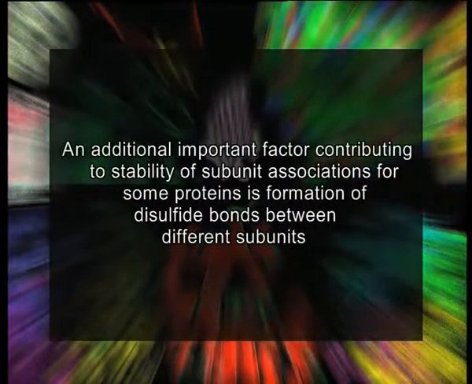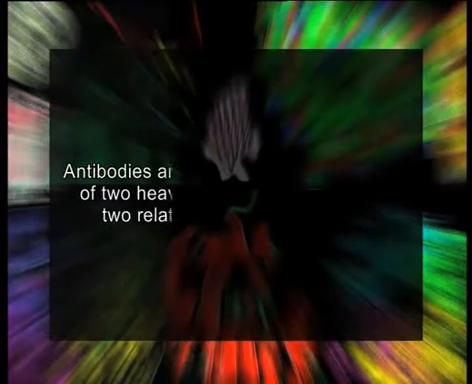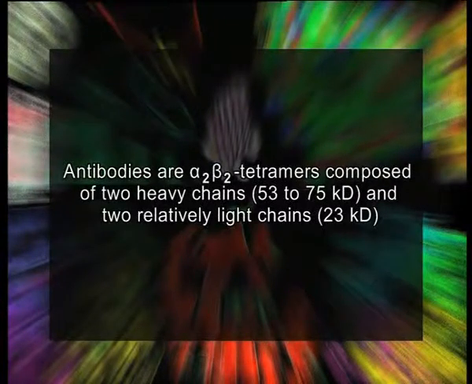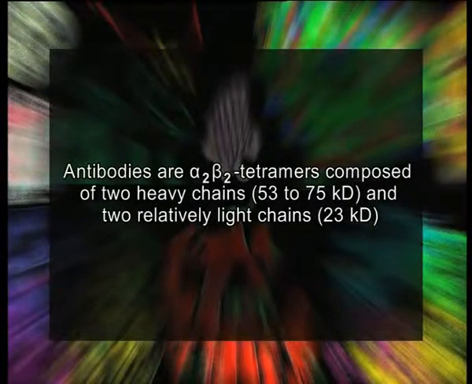An additional and important factor contributing to the stability of subunit associations for some proteins is the formation of disulfide bonds between different subunits. All antibodies are alpha2 beta2 tetramers composed of 2 heavy chains of 53 to 75 kilodaltons and 2 relatively light chains of 23 kilodaltons. In addition to intra-subunit disulfide bonds, 4 per heavy chain and 2 per light chain, 2 inter-subunit disulfide bridges hold the 2 heavy chains together, and a disulfide bridge links each of the 2 light chains to a heavy chain.